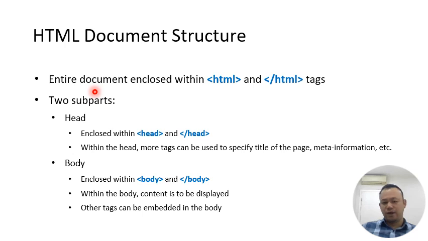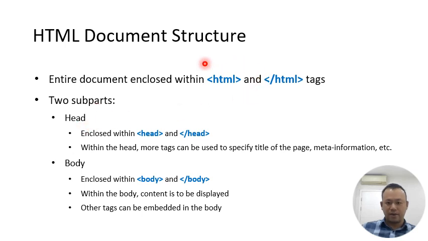Now we move to the HTML document structure. An HTML document follows a specific structure to ensure proper rendering and interpretation by web browsers. We must follow this. This is the basic structure of HTML5. First, we have the doctype html. We talked about it in the previous slide.